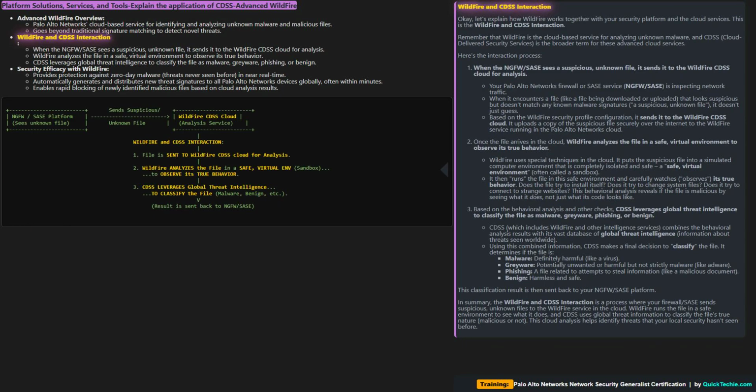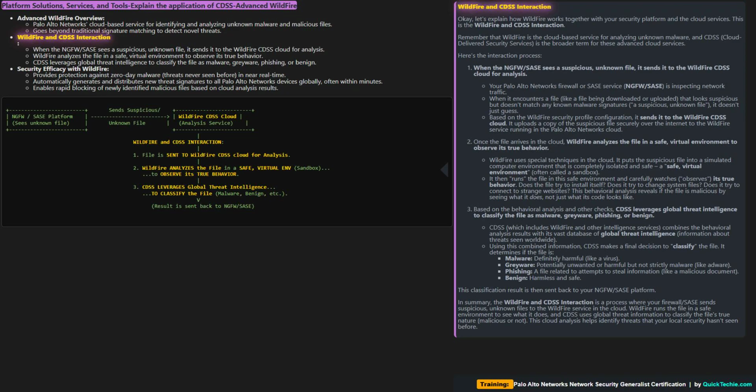WildFire and CDSS interaction. Okay, let's explain how WildFire works together with your security platform and the cloud services. This is the WildFire and CDSS interaction. Remember that WildFire is the cloud-based service for analyzing unknown malware, and CDSS, Cloud-Delivered Security Services, is the broader term for these advanced cloud services. Here's the interaction process. 1.